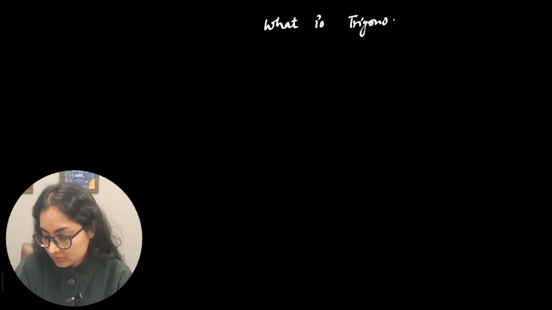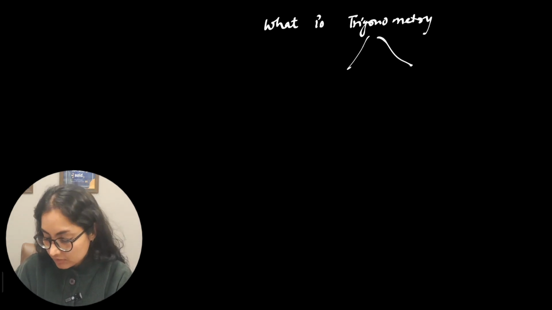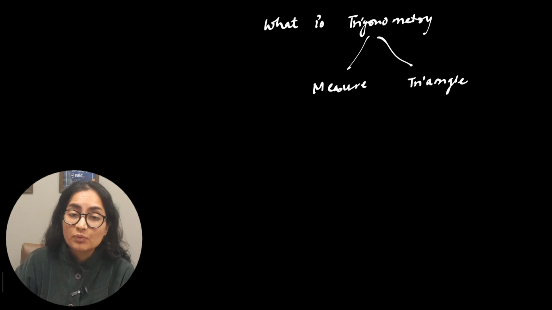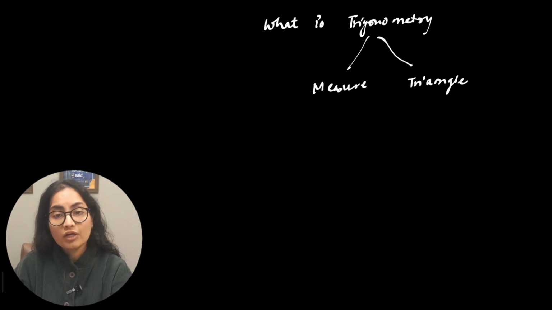So first of all, what is trigonometry? Trigonometry comes from a Greek word which means measure triangle. So that means we are measuring triangle. That means trigonometry is nothing but a study where we study the relationship between the angles and the sides of a triangle, particularly right angle triangle. Since we are talking about right angle triangle, let's study what a right angle triangle is.